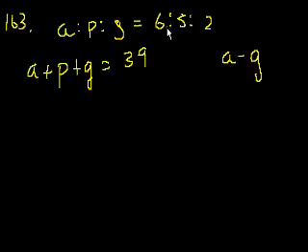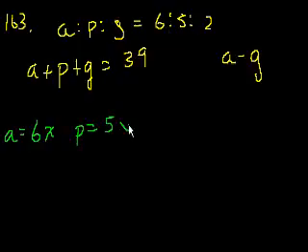And when you're dealing with a ratio, it's useful to say, well, each of these is going to be equal to, I guess you call it their ratio number times some number, right? Let me explain what I'm saying. Let's just say that apples are equal to 6 times some number x, right? Well, if apples are equal to 6 times some number x, then peaches are going to be equal to 5 times that number x, right?